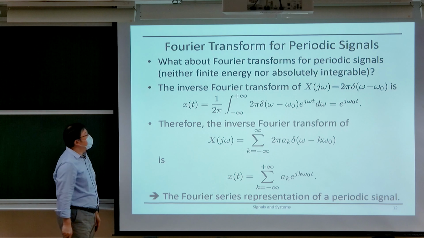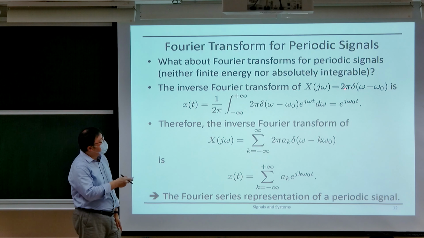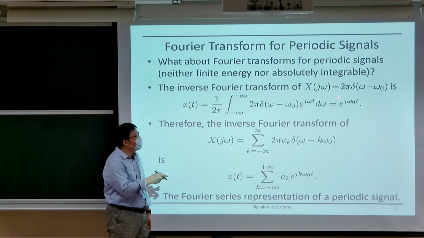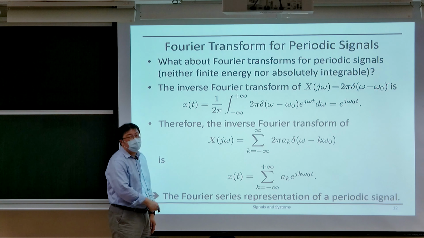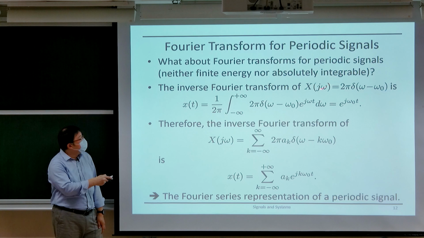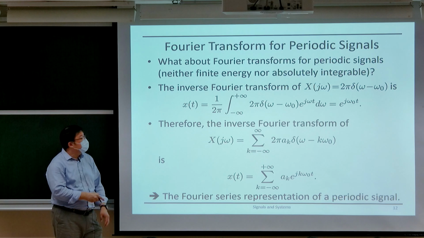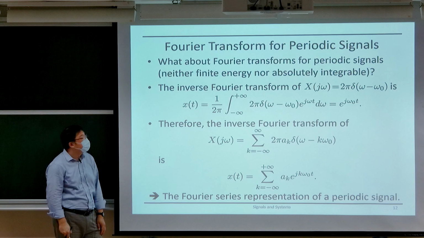So the key idea is the following, right? Suppose that you have a spectrum, X of j omega, that is equal to a simple unit impulse function, right? So this is 2 pi delta of omega minus omega naught. If you use the inverse Fourier transform, you will find that the inverse Fourier transform of this actually corresponds to x of t that is a pure frequency component at the frequency omega naught, okay?